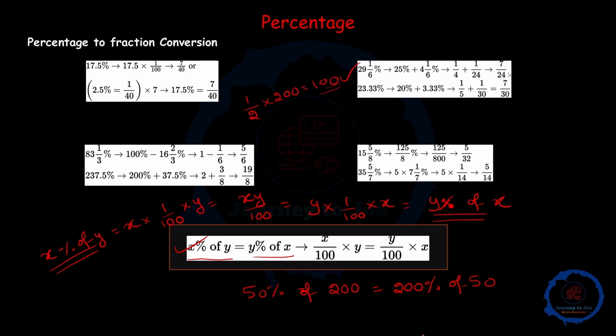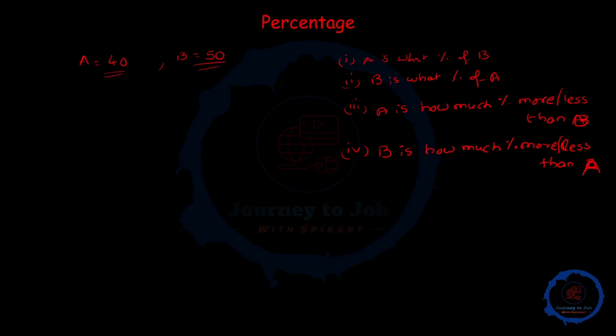Okay. Now 200% of 50. You know 100% is 1 and 200% is 2. 2 into 50, again 100. Okay, so this is very important relation. X% of y is equal to y% of x. నేను క్వశ్చన్ సాల్వ్ చేసేటప్పుడు యాక్చువల్ దీని యూజ్ ఏంటో ఐ విల్ ఎక్స్ప్లెయిన్ దే. నౌ వి విల్ లెర్న్ ఫ్యూ ఫార్ములాస్ రిలేటెడ్ టు పర్సంటేజ్.